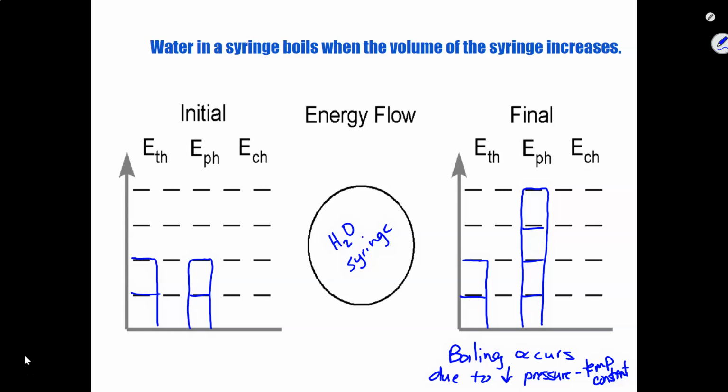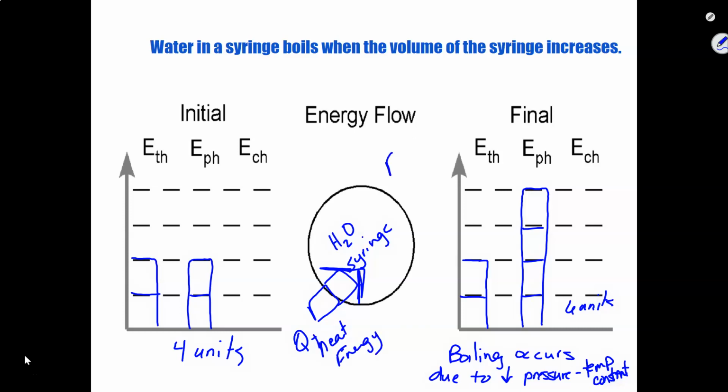Now, we've got to remember we have to deal with the law of conservation of energy. And so in this case, since I have 4 units over here of energy, and I have 6 units here, that means energy had to be transferred into the system. I'm going to call that Q. So this would be heat energy to make this occur. So this means this would be an endothermic process. So we'll go to the next example.